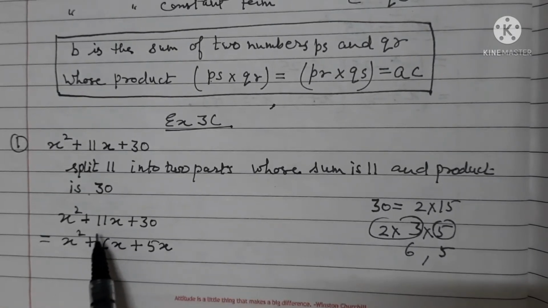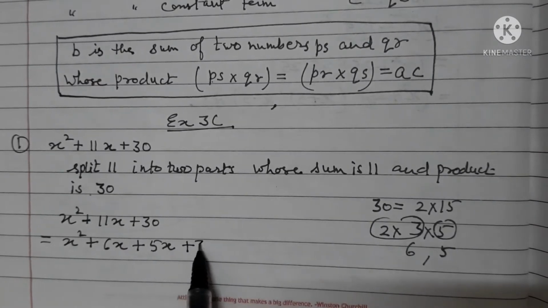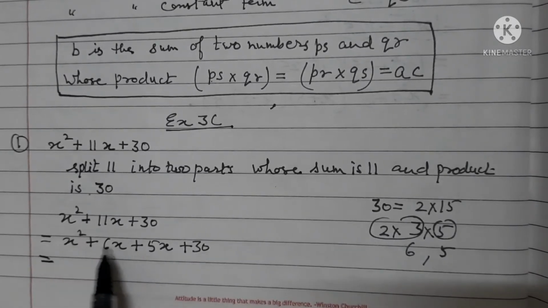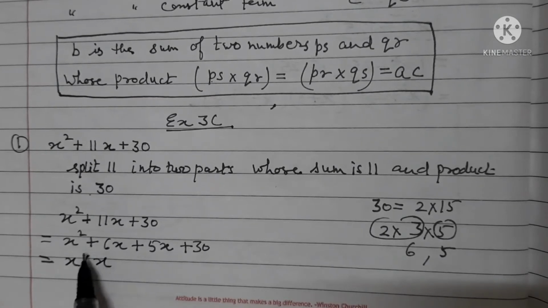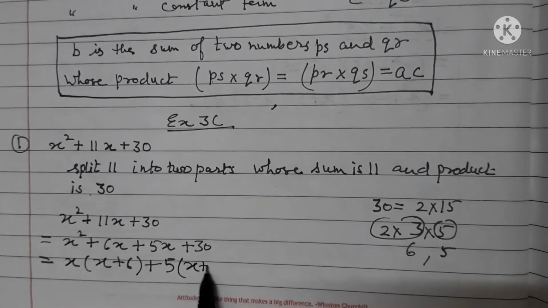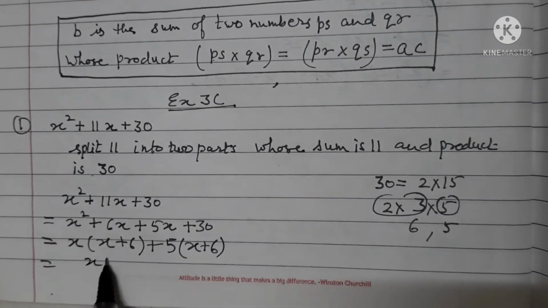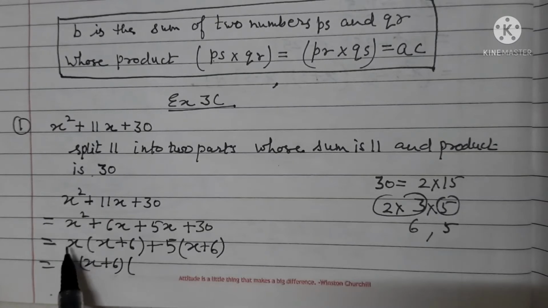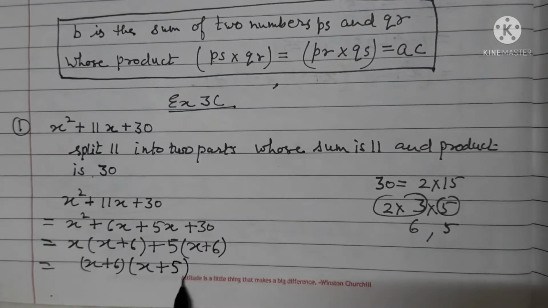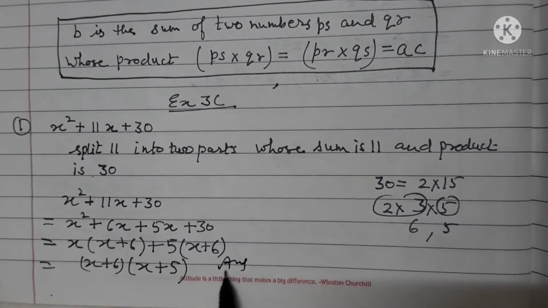Now you have split it into two terms, plus 30 whose product is 30. So take x common, and in the bracket x plus 6; here 5 is common, and x plus 6 in the bracket. x plus 6 is common from both the terms, and the remaining is x in this term plus 5. So these are the factors of this polynomial. Answer.